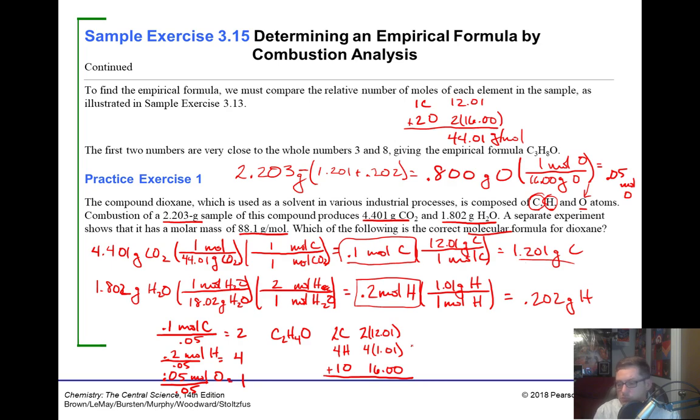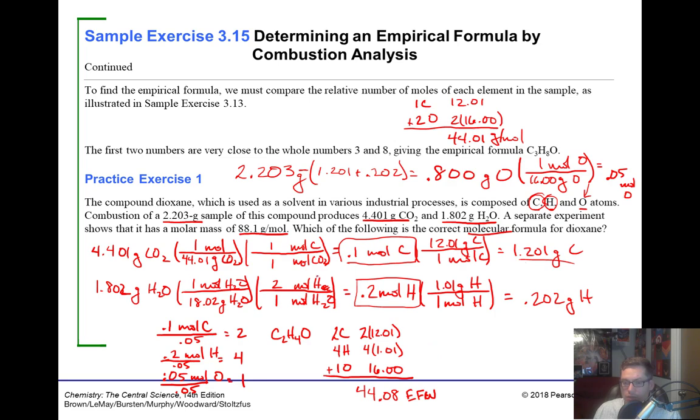12.01 times 2 plus 4.04 plus 16. You get 44.08. I guess that's right, 44.08. All right. So that's the empirical formula weight. All right, we're going to label that empirical formula weight.